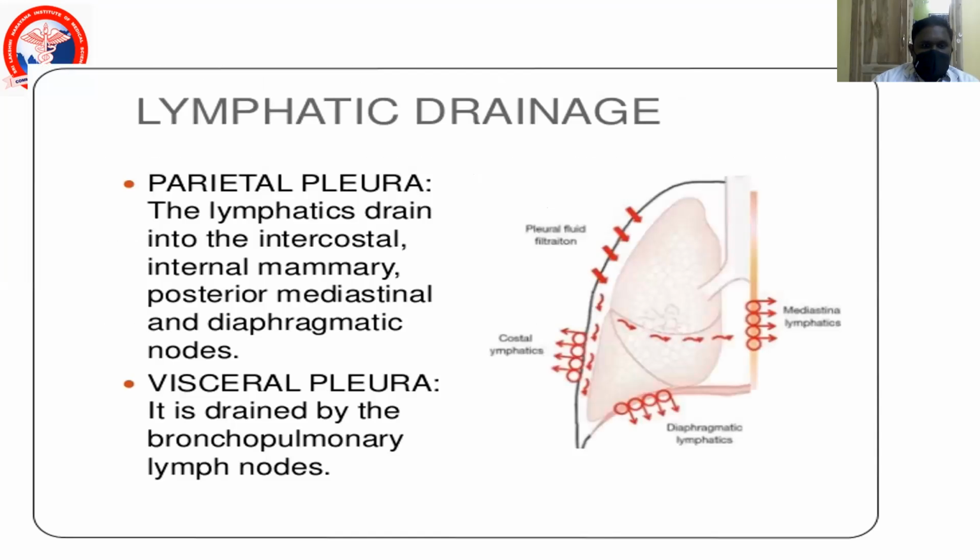Lymphatic drainage: parietal pleura lymphatics drain into the intercostal, internal mammary, posterior mediastinal and diaphragmatic nodes. The visceral pleura is drained by the bronchopulmonary lymph nodes. This is a very important MCQ. The parietal pleura drains into the intercostal, internal mammary, posterior mediastinal and diaphragmatic lymph nodes. The visceral pleura, the innermost layer, drains into the bronchopulmonary lymph nodes.